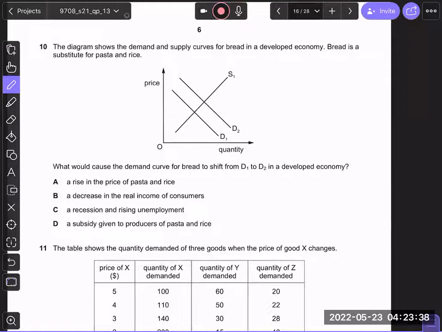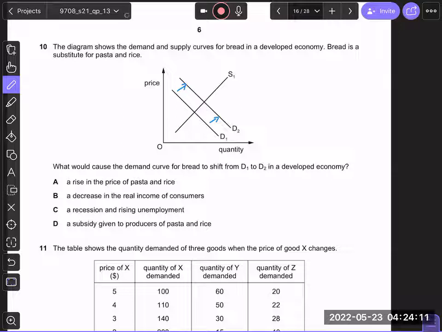The diagram shows the demand and supply curves for bread in a developed economy. Bread is a substitute for pasta and rice. What would cause the demand curve for bread to shift from D1 to D2 in a developed economy? Basically, your demand is shifting outwards. A, a rise in the price of pasta and rice; B, a decrease in the real income; C, a recession and rising unemployment; and D, a subsidy given to the producers of pasta and rice.